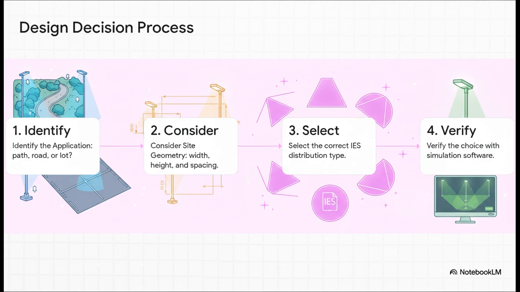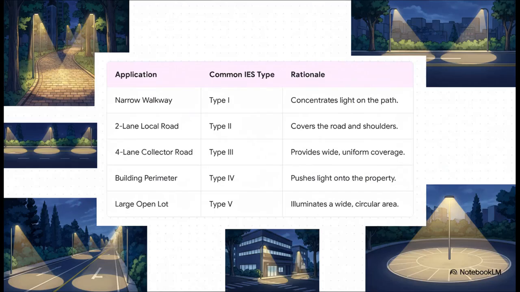How wide is the road? How high can the poles be? And how far apart do they need to be? Third, based on that, you pick the IES type that best fits the job. And finally, and this is absolutely crucial for any professional, you verify your choice. You take that IES file, plug it into simulation software, and get a virtual preview of exactly how it's going to look.